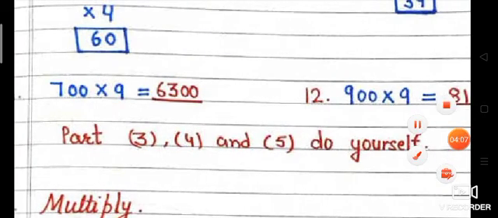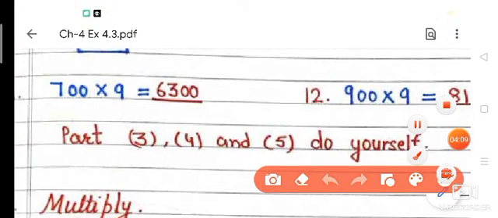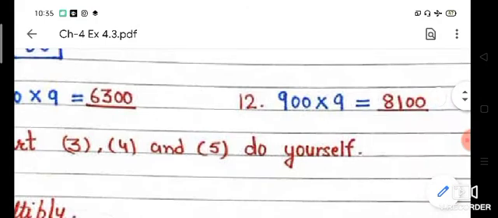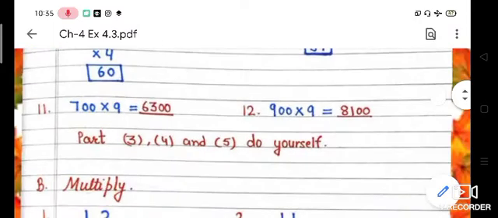700 multiply 9. Firstly, 9 sevens are 63 and place 2 zeros after 63, so the answer will be 6300. 900 multiply 9, so 9 nines are 81 and after that 2 zeros, so 8100. Clear? I hope this part is clear to everyone.